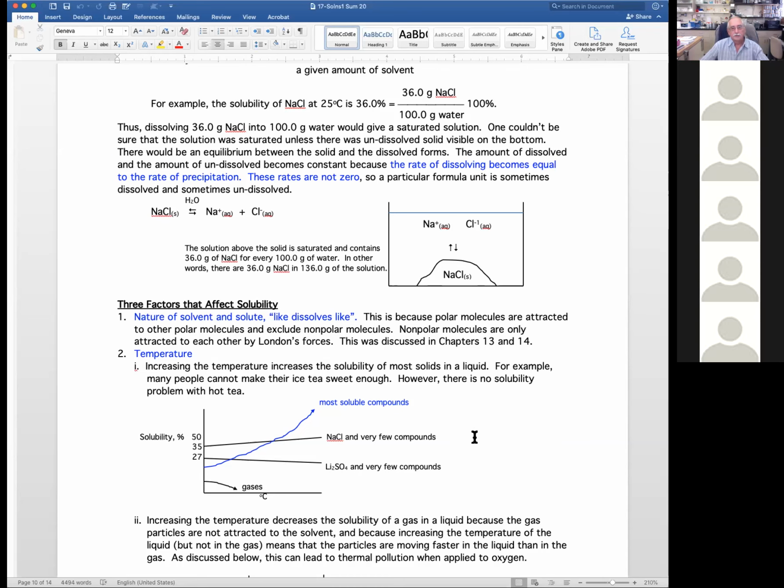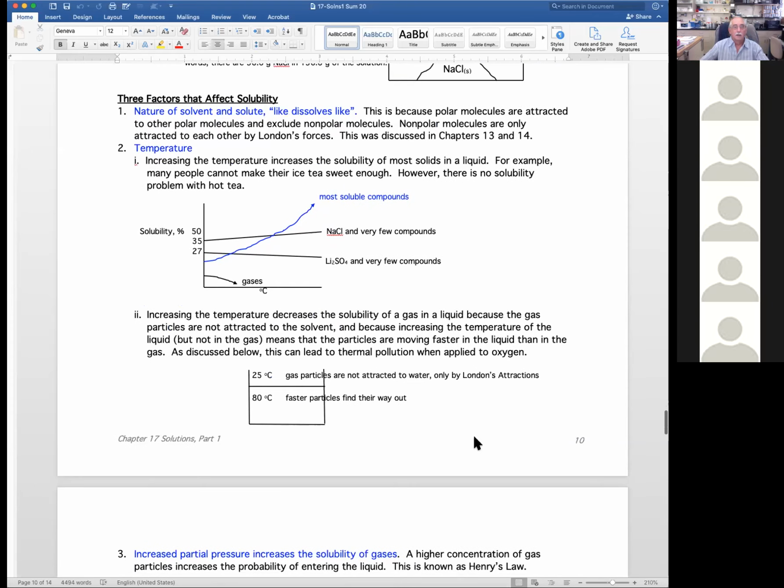So what kind of things affect the solubility? I put very first the nature of the solvent and the solute. Like dissolves like. It does not explain it, it just says what it does. And we learned about this in chapters 13 and 14. Polar molecules are like little magnets. They will dissolve in polar solvents because magnets are attracted to other magnets. Non-polar molecules are basically excluded from that. And that's the reason why oil and water don't mix.